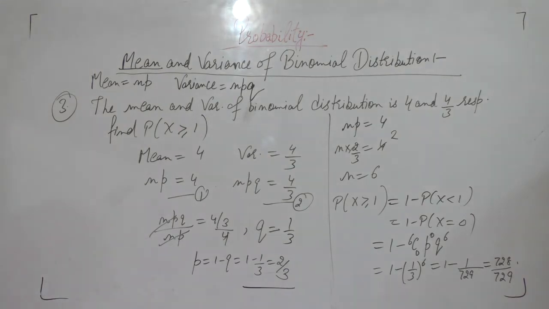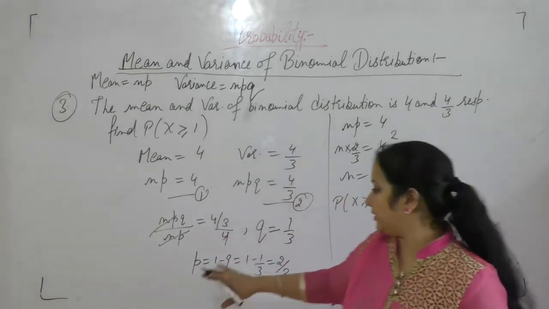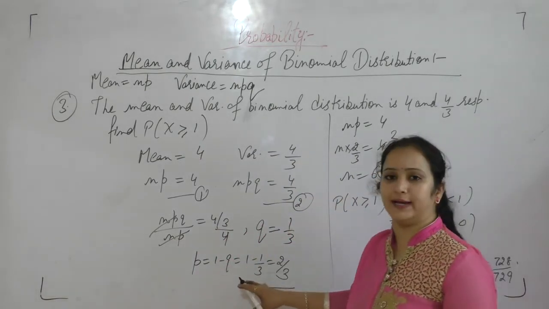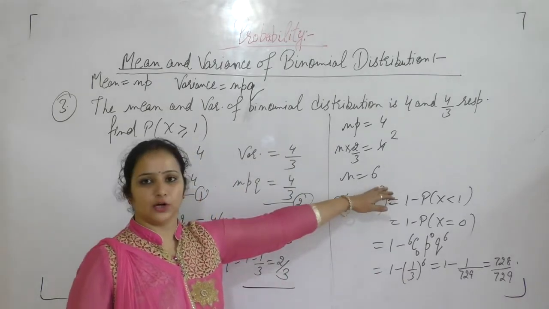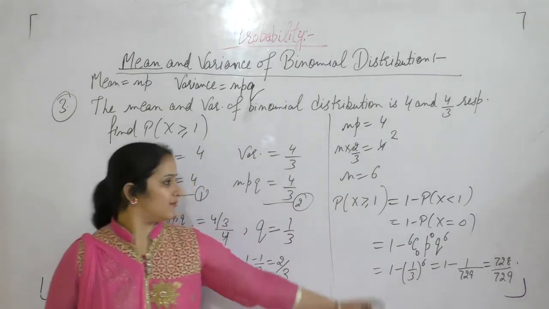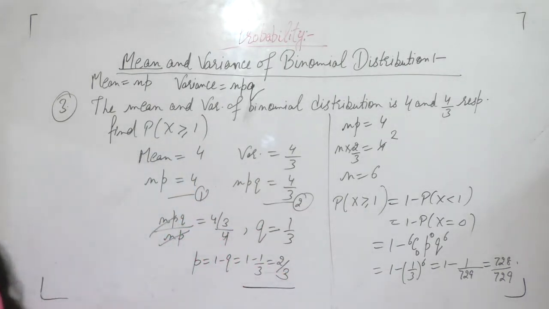So what we have done here: we have the value of mean and variance. From here we have found the value of p and q. After knowing the value of p and q, find the value of n, and put this value of n, p and q in this formula and get the result.